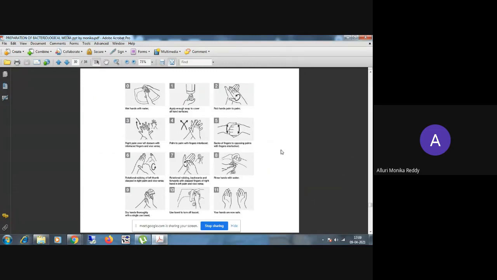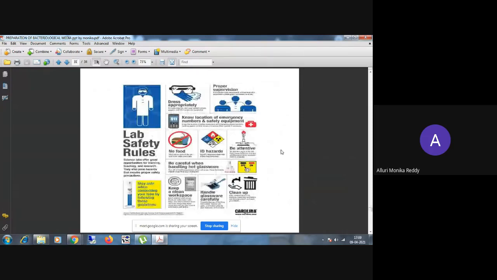And these are the lab safety rules to be followed in microbiology laboratories or biotechnology laboratories, in order to prevent danger and accidents.